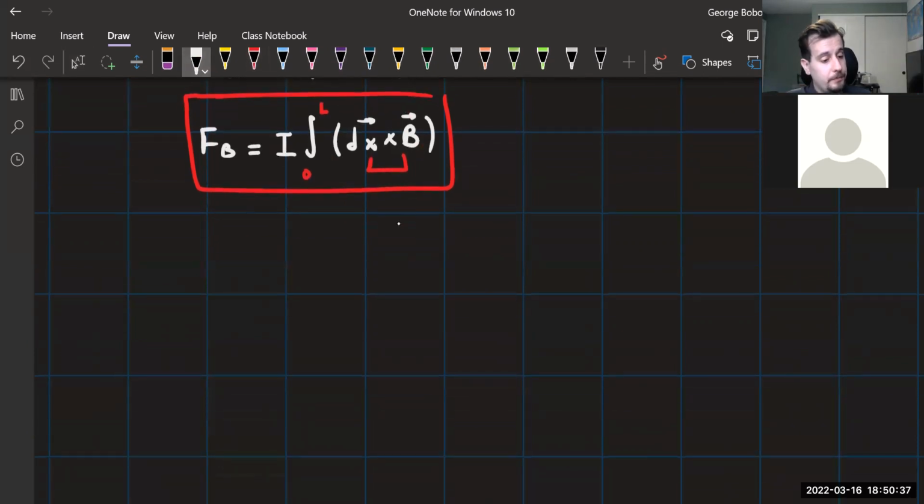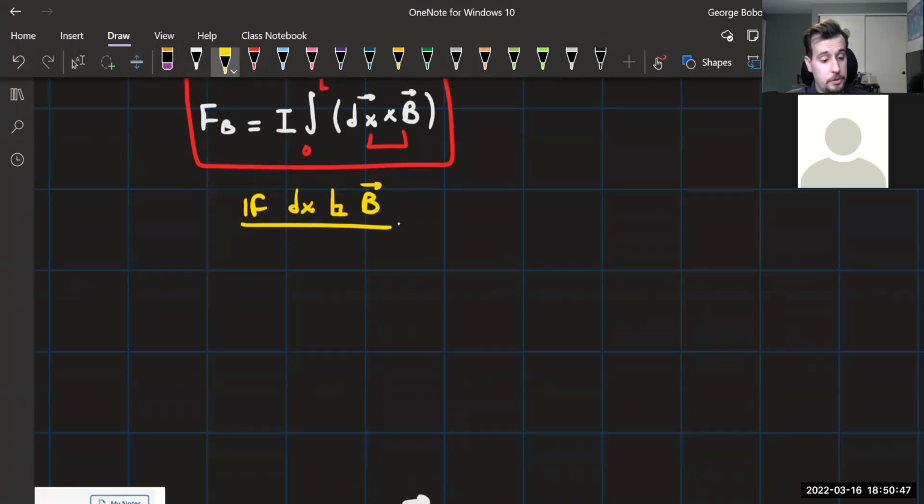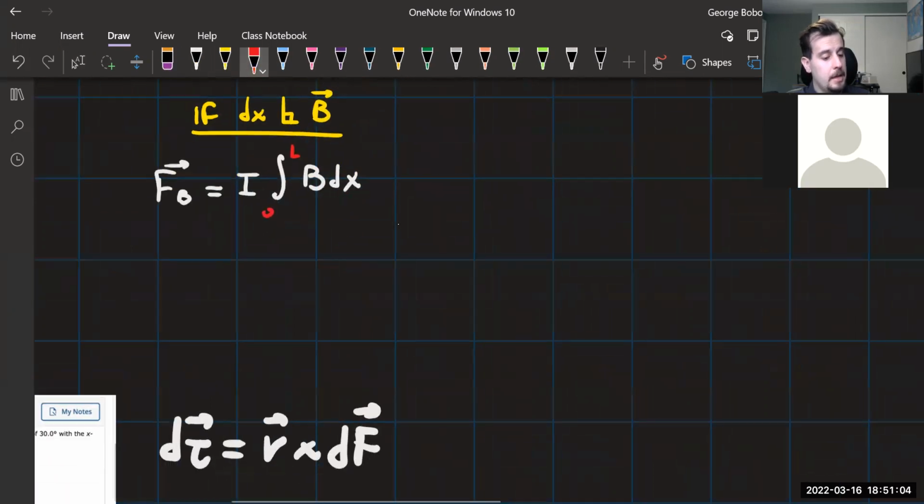All right, so I'm going to say here, if dx is perpendicular to B, we get a simplification for this, obviously. So this dumbs down now to this. You got the current, and then you got the integral of B dx, and this is going from 0 to L.